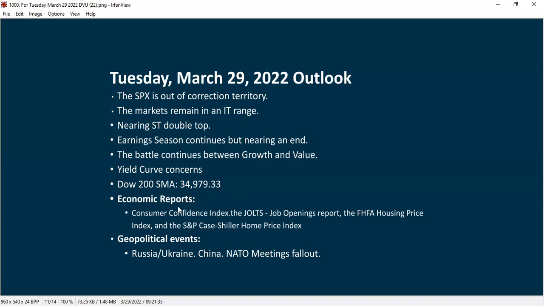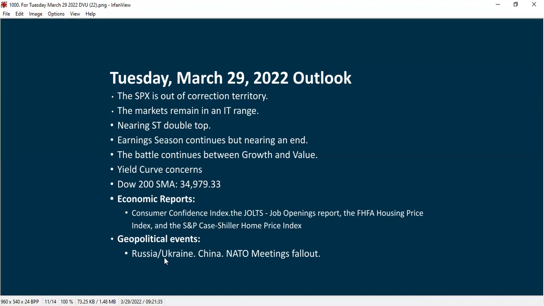The economic reports coming out on Tuesday are consumer confidence. We have the job openings report, the FHFA housing price index, and the S&P Case-Shiller home price index. The biggest one, in my opinion, is the consumer confidence. And we're seeing a real decline on that with sentiment that I talked about in the last video. Well, let's see how this feeds into that and either confirms it or maybe opposes that.